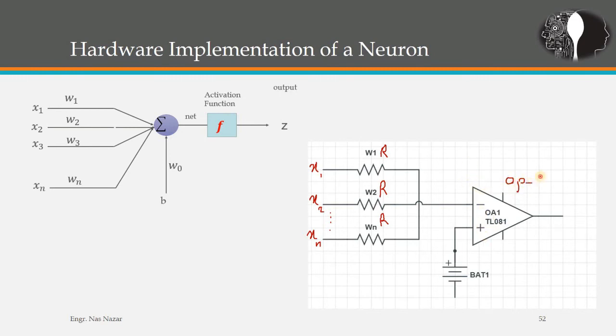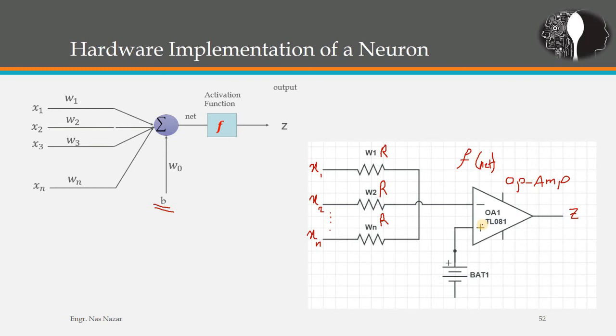Here we have our op amp. This op amp will act as our activation function. So this is our F function, and then F of net, of course. And as a bias, just look at this model, we will connect it to a battery. And then we can adjust the voltage of the battery to get the bias that we are looking for. And finally, this system will give us an output of Z.